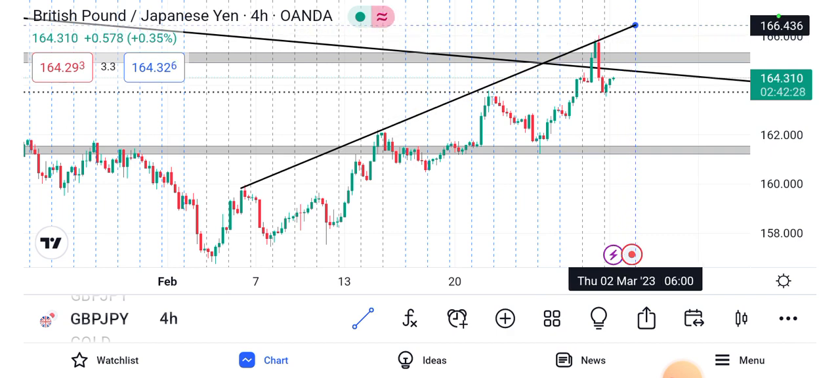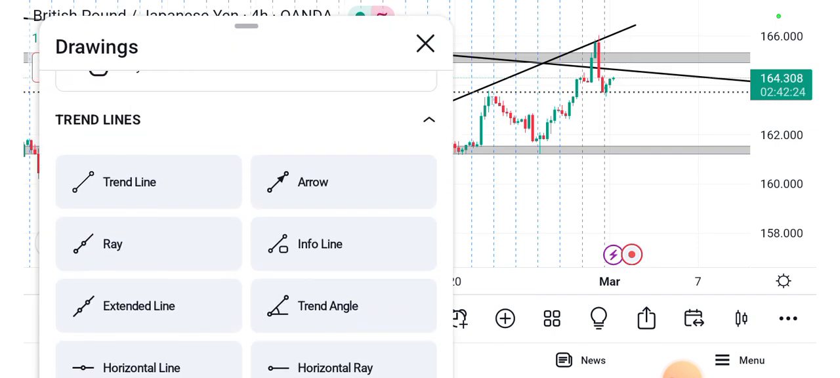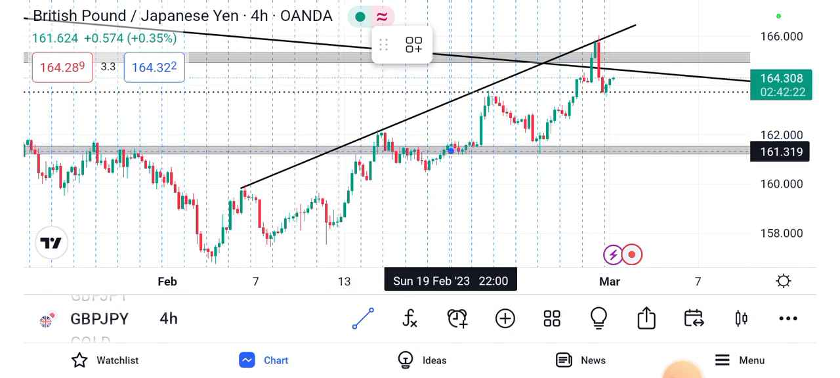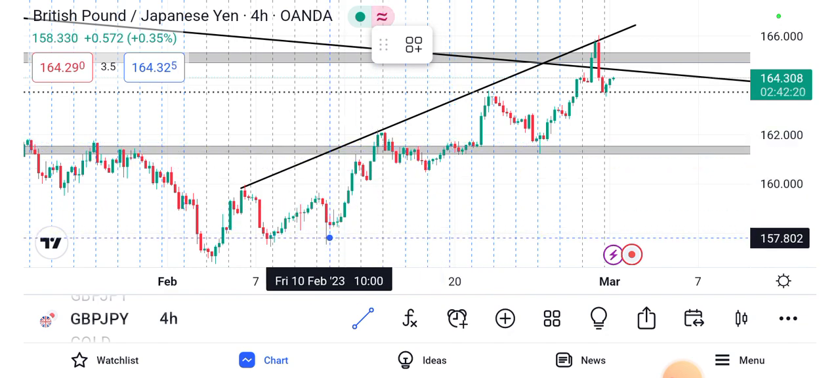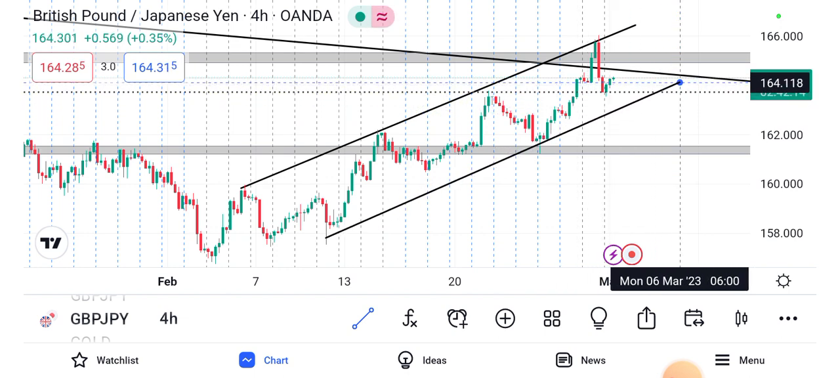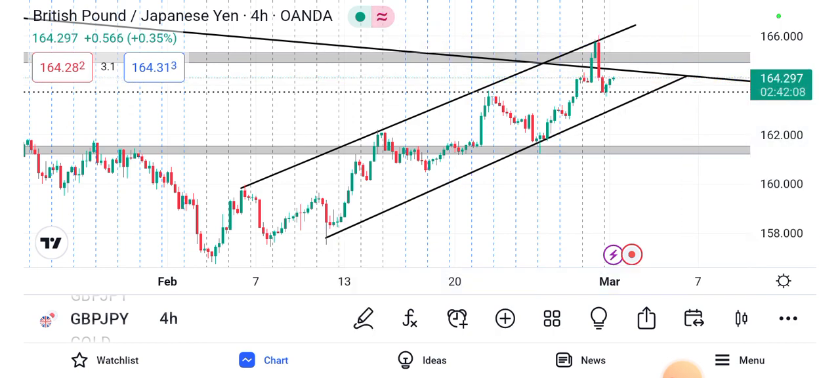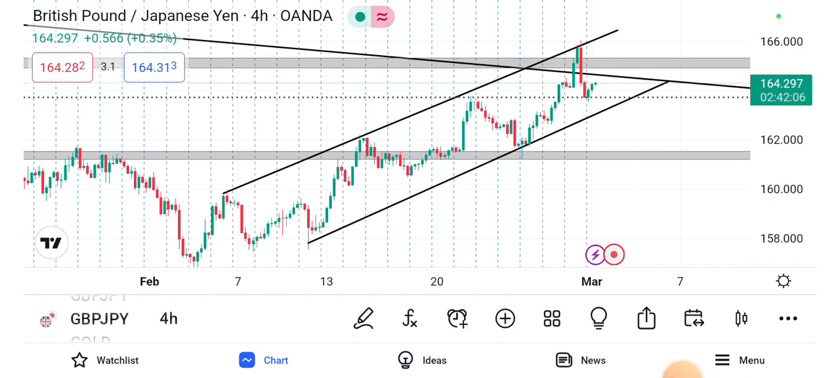Right guys? So we're going to try to align our higher lows and our higher highs, since we are on an uptrend. So this is what's happening right now. On a 4-hour chart, we are actually going all the way up, right?